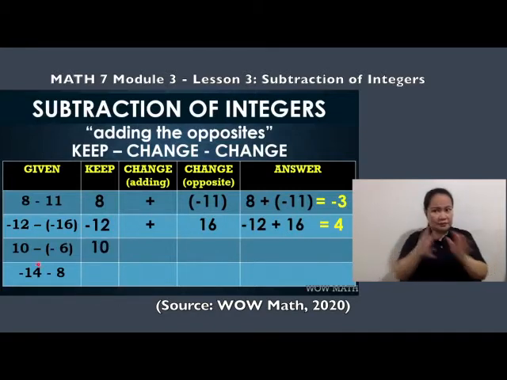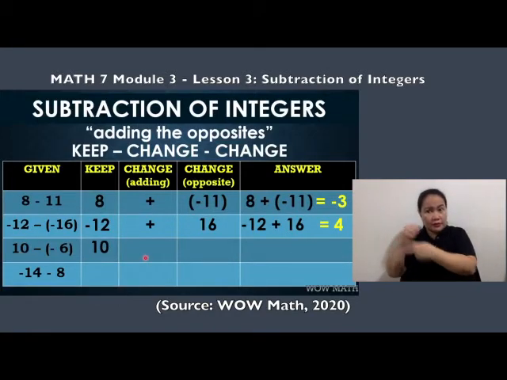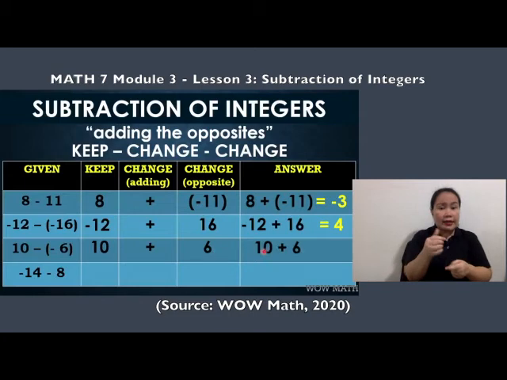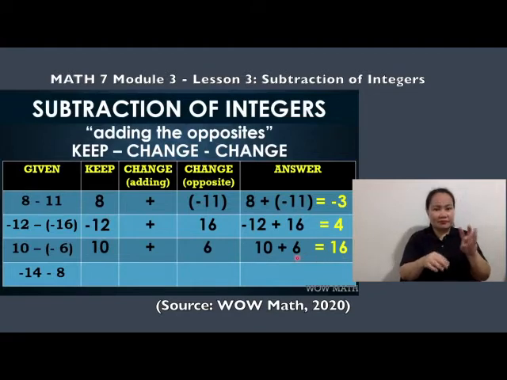Next, keep si 10. Change. And then, from negative 6, magiging positive 6. So, we will have 10 plus 6. So, same sign, add. So, 10 and 6, that is 16. And then, keep the common sign. So, since pareho silang positive, positive ang sagot natin.